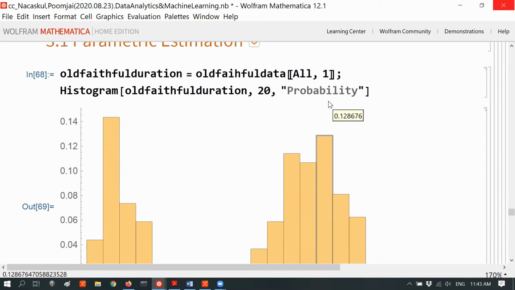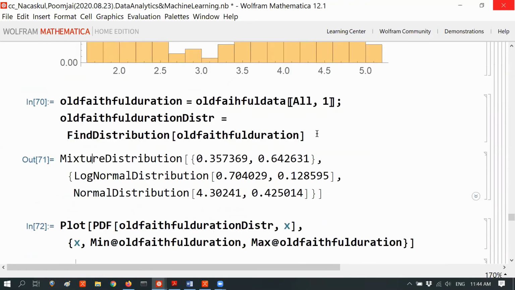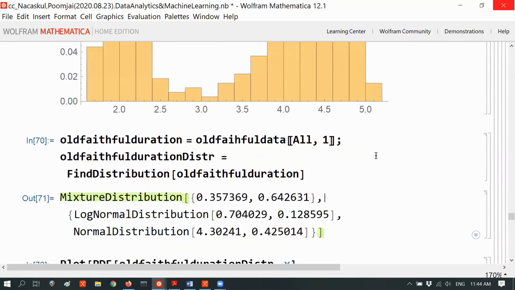Those are free parameters. I can tweak them one at a time. I can tweak them all at the same time. I can tweak whatever. My process is to come up with the 5 numbers that best describe this. And the numbers that I would have had to come up with on a piece of paper would have been 4.3, 0.42, 0.7, and 0.12, and 0.35. This last one I don't need because that's just 1 minus this. This is what is called parametric estimation.